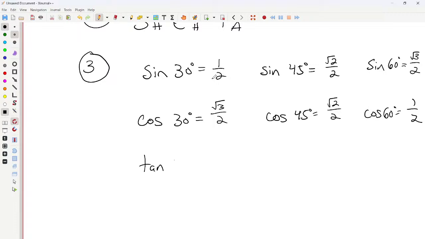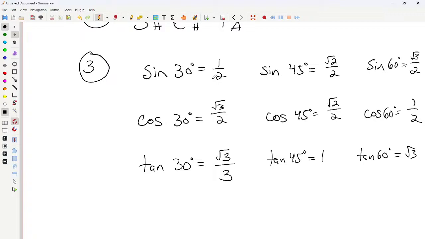Last but not least, tangent of 30 is root 3 over 3. Tangent of 45 is 1, and tangent of 60 is root 3. I have a trick to memorizing them, and I'm letting you go. It's as easy as 1, 2, 3. 30, 60, 90. Sine 1, 2, 3. Takes a little practice.